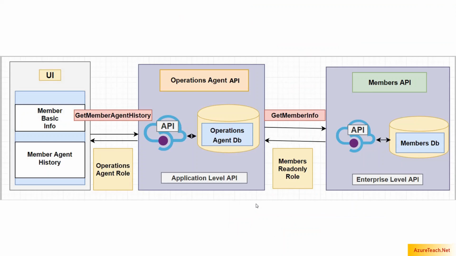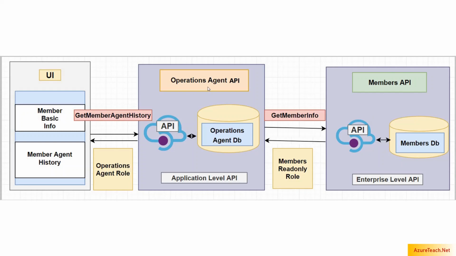This demo is based on the applications that I have worked on for a US-based healthcare client. Let us understand the use case. We need to understand this diagram from right to left. Here we have Members API. This is an enterprise level API and a central place of storing members information of the client. Members are the people who are insured from the client. If any application needs members information, it has to call this API.